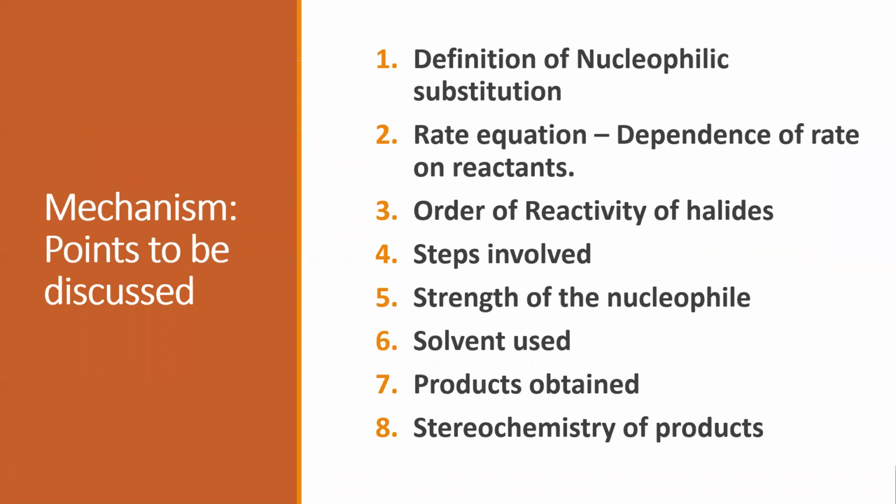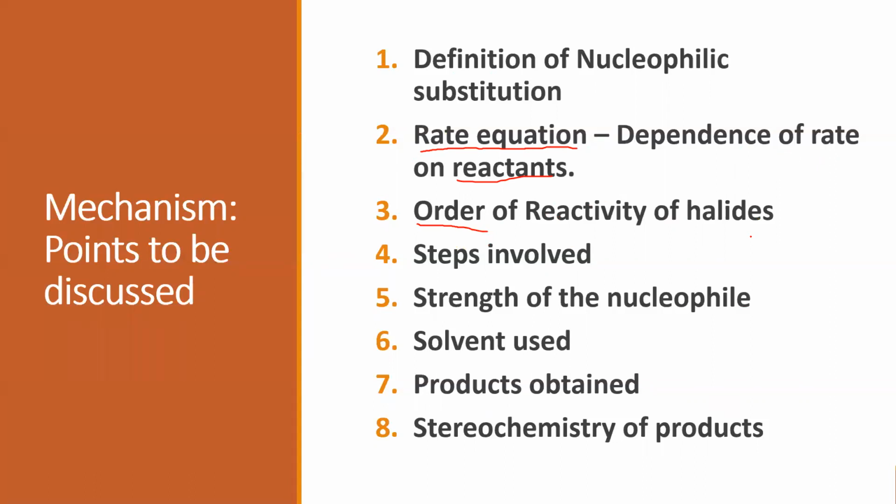We will look at what is the definition of the nucleophilic substitution. We said SN1, SN2, right? We'll try to understand what SN1, SN2 actually mean. Then we will talk about the rate equation. For that reaction, what is the rate equation? What is the dependence of rate on the reactions? Clear? Then we'll talk about order of reactivity of halides. Do all the halides react the same way?